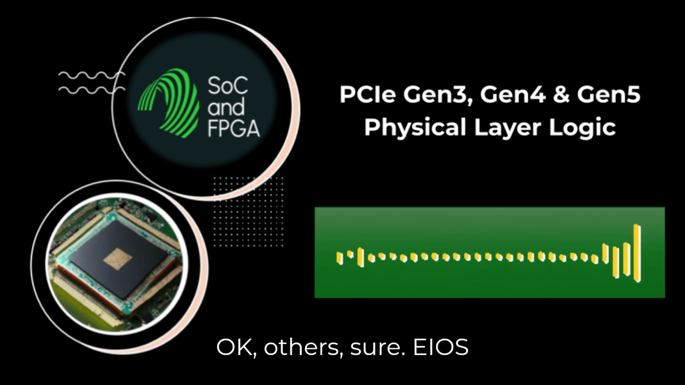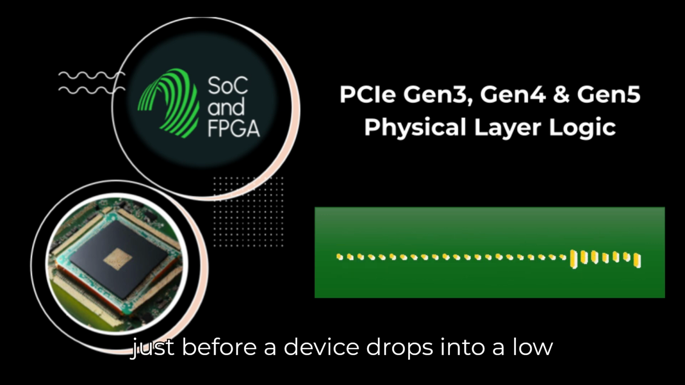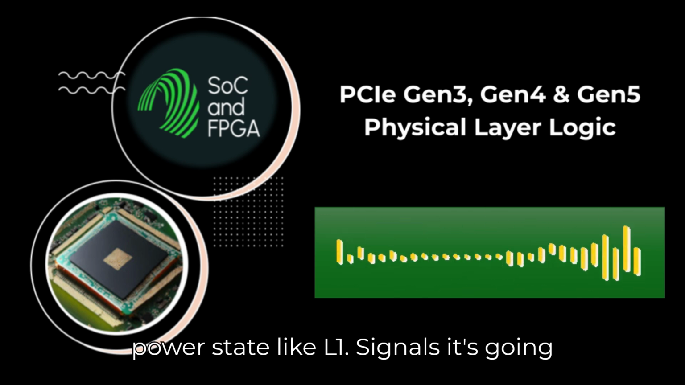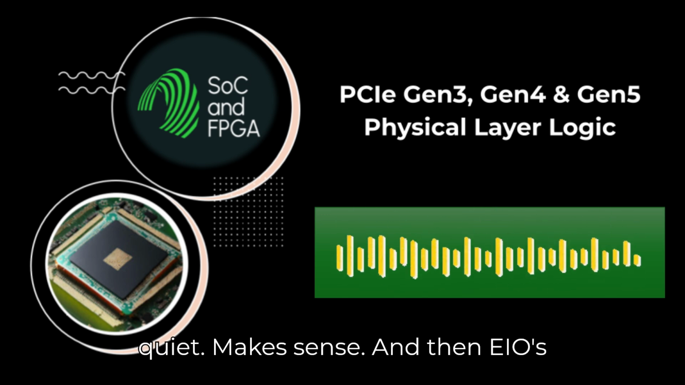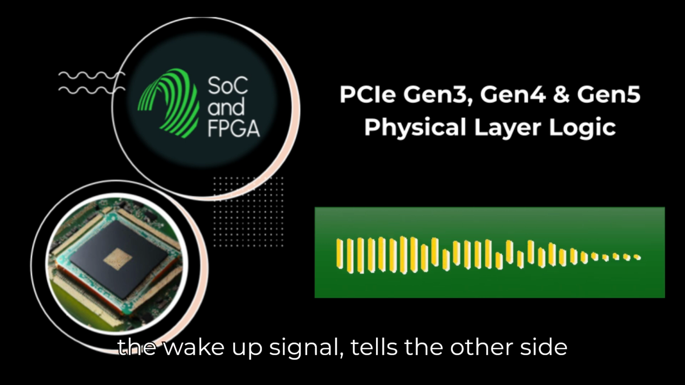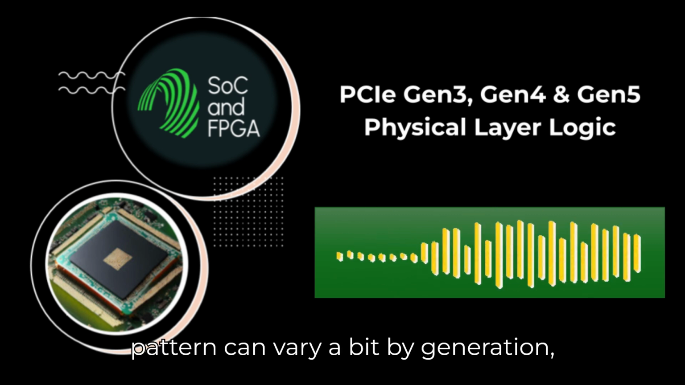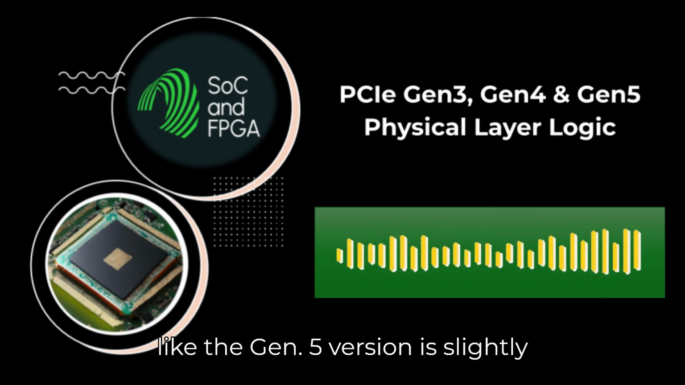Okay. Others? Sure. EIOS, electrical idle ordered set. That's sent just before a device drops into a low power state like L1, signals it's going quiet. Makes sense. And then EIEOS, electrical idle exit ordered set, that's the wake-up signal, tells the other side it's coming back online. The exact pattern can vary a bit by generation, like the Gen5 version is slightly different.